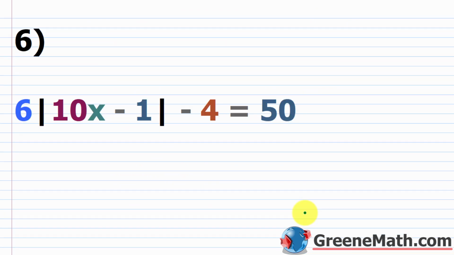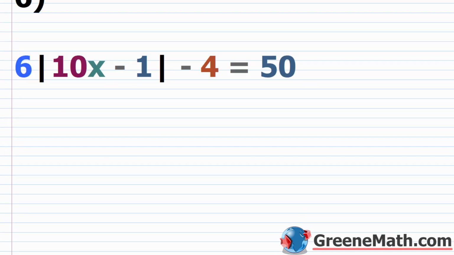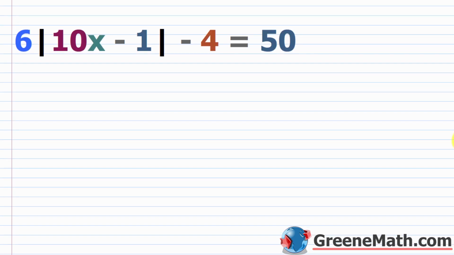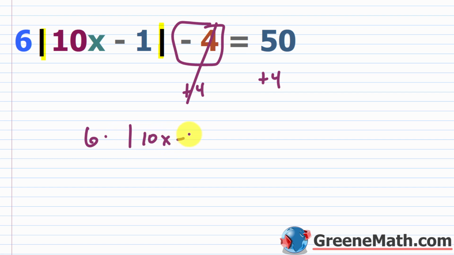Okay, let's look at problem number 6, a similar setup to the last one. So what we're going to have here is 6 times the absolute value of 10x minus 1, then minus 4 is equal to 50. So again, I want to isolate the absolute value operation on one side, and I want a single number on the other. So let's deal with getting rid of this minus 4 here first. So let me add 4 to both sides of the equation. And so this would cancel. You'll have 6 times the absolute value of 10x minus 1 is equal to, this would be 54 here.